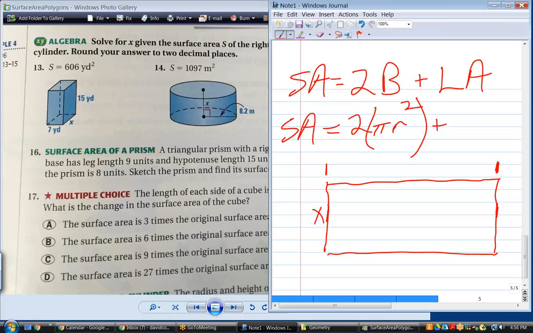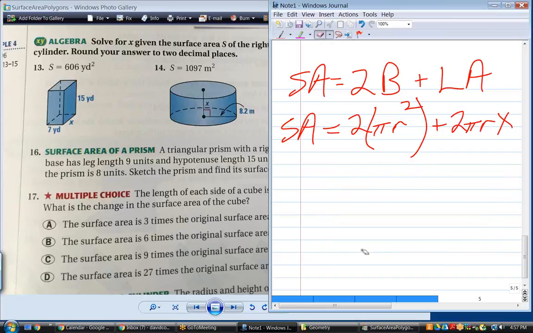Circumference. So what's the circumference? The general equation. 2 pi r. Okay. Remember, it's got the same 3 numbers in it as the area, pi r squared. If there's 2 formulas, you always want to know which is the area of a circle and which is the circumference of a circle. Okay? So that lateral area is 2 pi r, the circumference, times x. Now that's everything there is for the entire surface area.